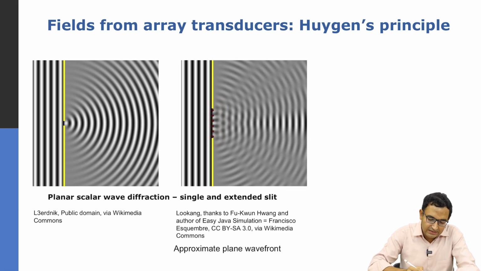Now, let us look at this carefully. If you look in this zone, it almost appears like a plane wave; the wavefront is plane. So, if we fire all the transducers together, we get an approximate plane wave, as we can see from this Huygens principle demonstration.